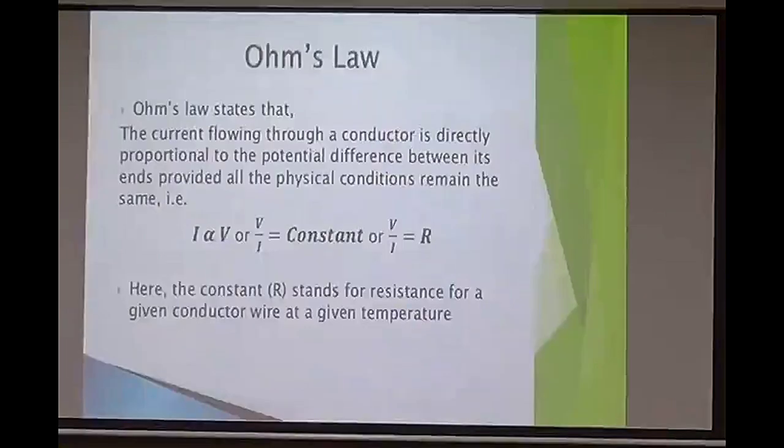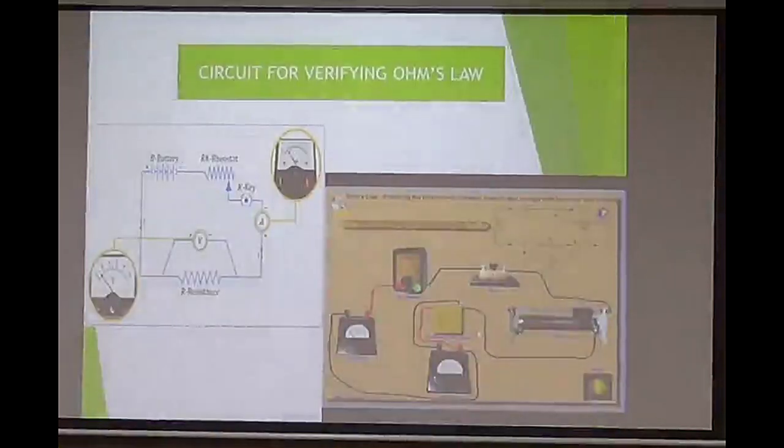Ohm's law says that the current flowing through a conductor is directly proportional to the potential difference between its ends, provided all the physical conditions remain the same. This implies that if you increase the applied potential difference, the current will increase. If you decrease the applied potential difference, the current will decrease. Now, let us discuss how we can verify it. For verifying it, we have this circuit. We have a source of electric current.